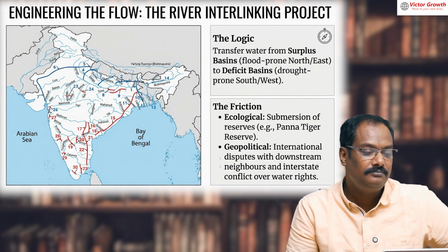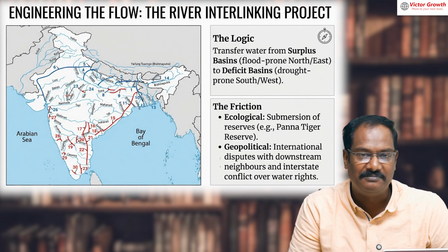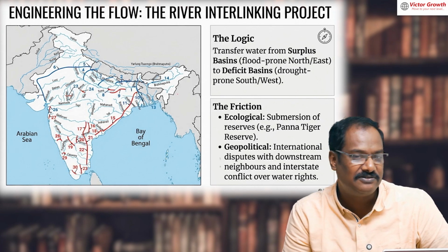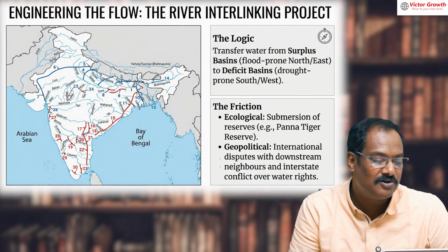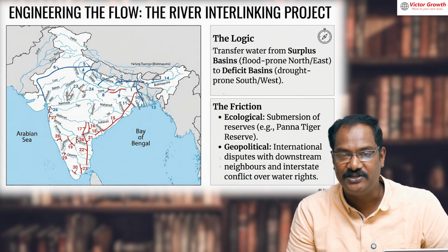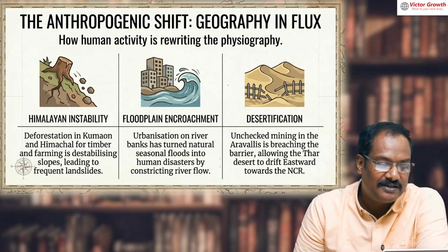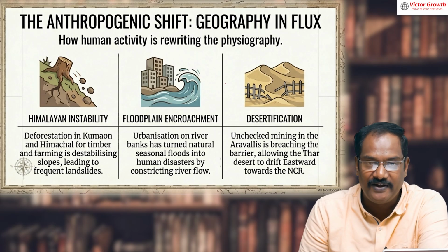Then this river interlinking project, they are saying at the all India level it is massive and not possible immediately, but small interlinking we can do. But it depends upon the ecology and the finance also. So what are other factors which are affecting the physiography of India as of now?